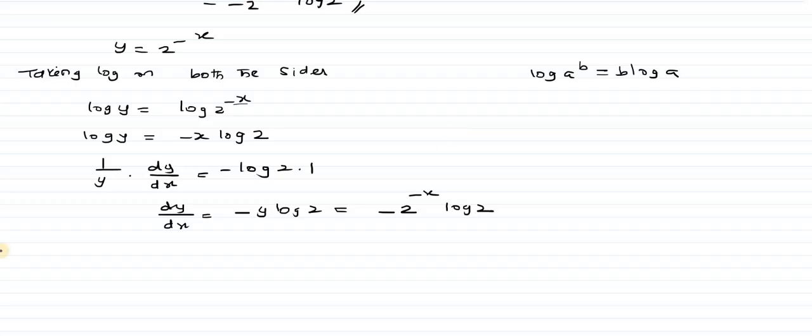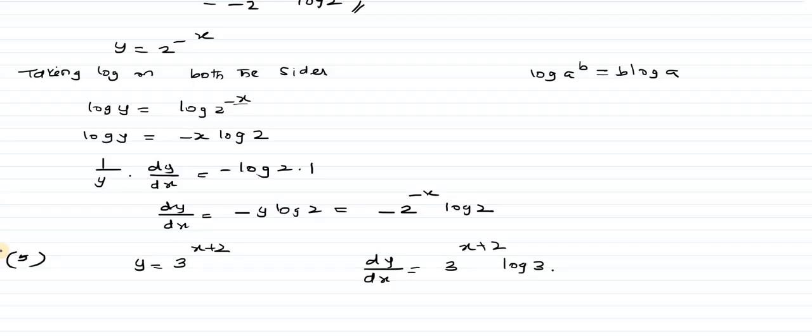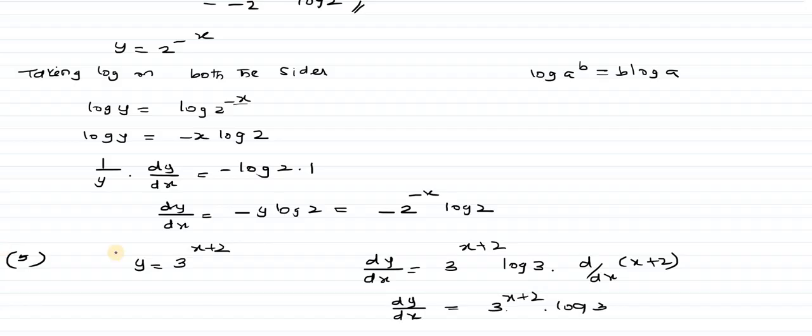Next. Fifth one, y equal to 3 to the power x plus 2. You can do it in any method. I will use the formula: dy by dx is 3 to the power x plus 2 log 3, and here instead of x they have given x plus 2, so I need to differentiate it. But on differentiating x plus 2 I will get 1 only. So my answer will remain 3 power x plus 2 into log 3 because it's linear.